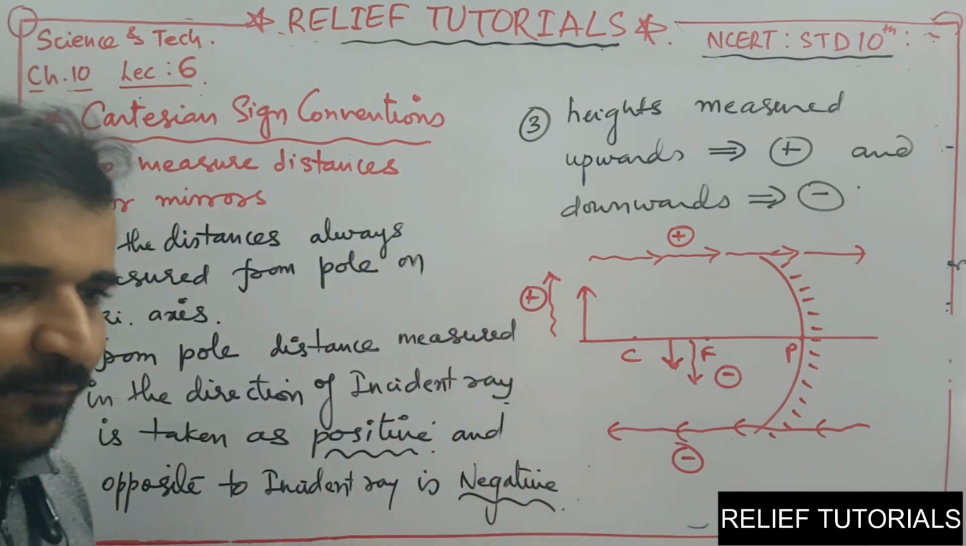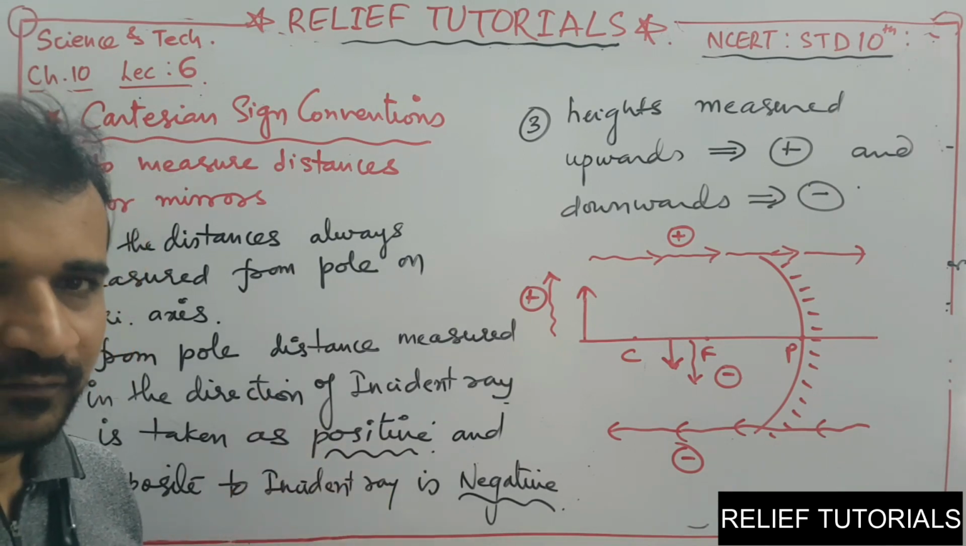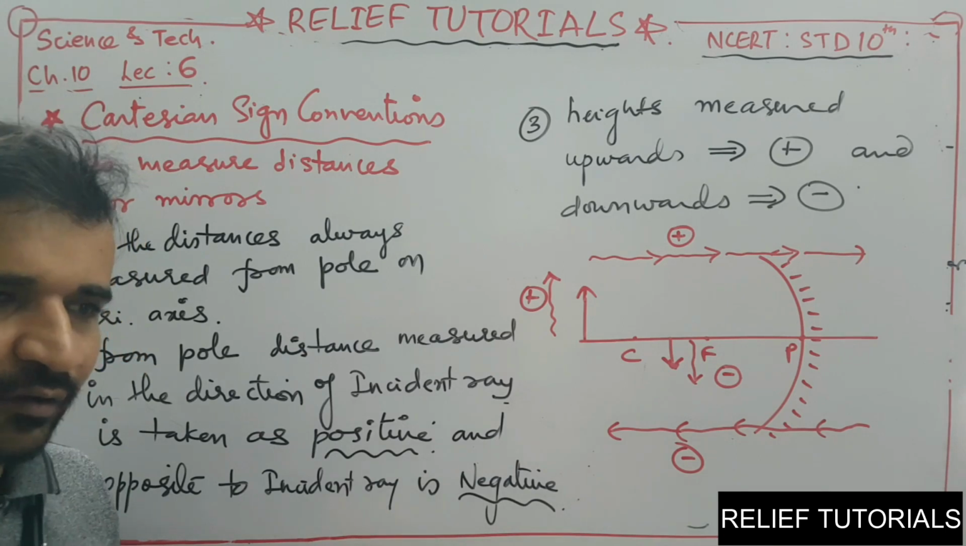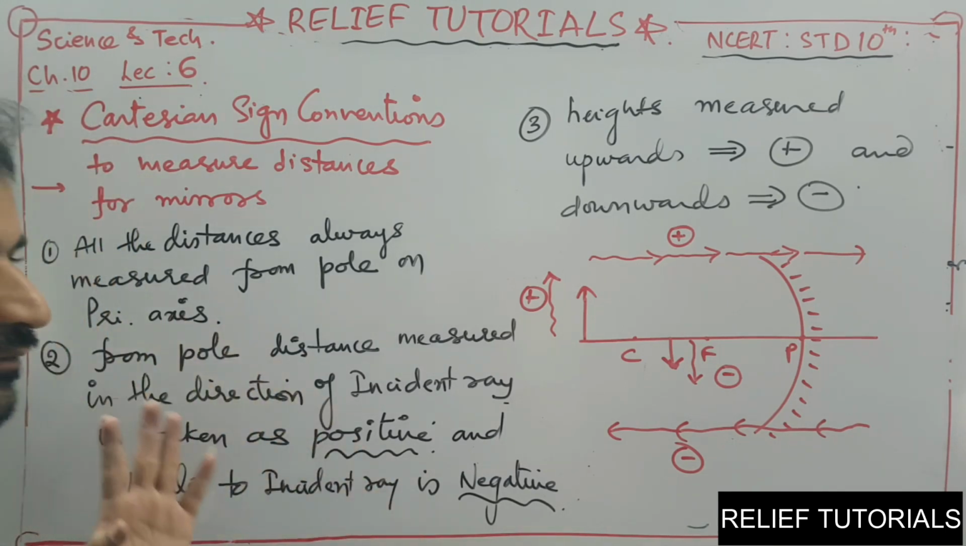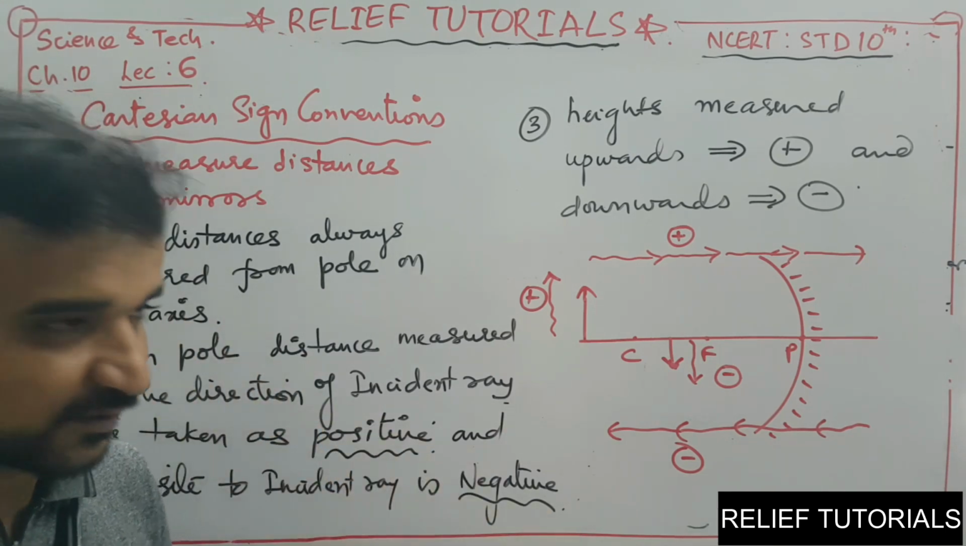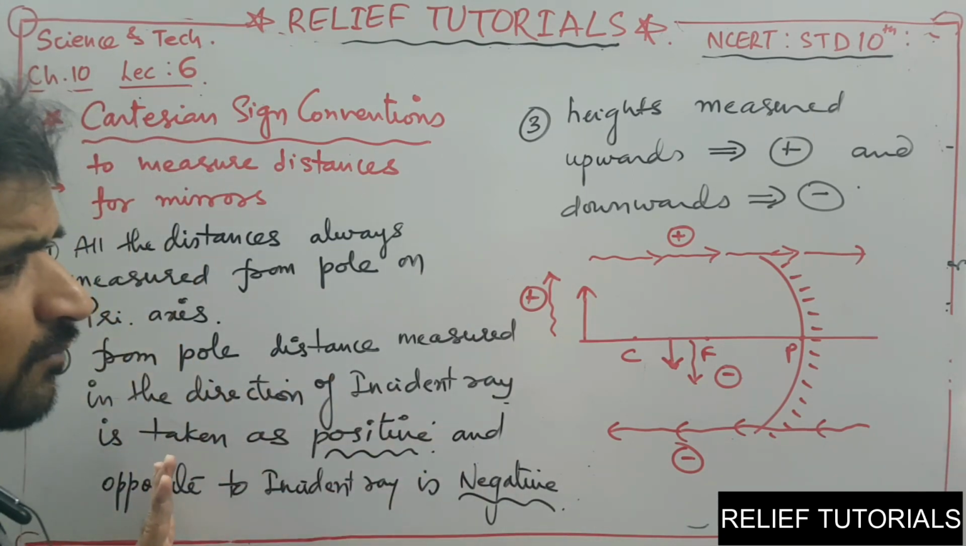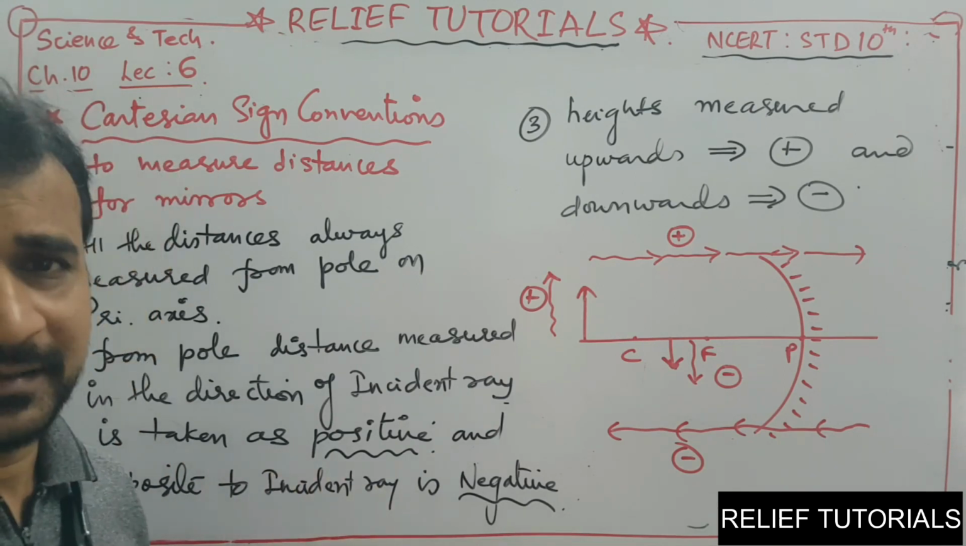So please, before entering the next lecture, first of all you prepare yourself that you should know everything about the image formation by concave, convex and the Cartesian sign conventions. Then only you can refer to the next lecture. So please be careful, prepare the notes for these, prepare yourself, and then only you enter the next lecture.